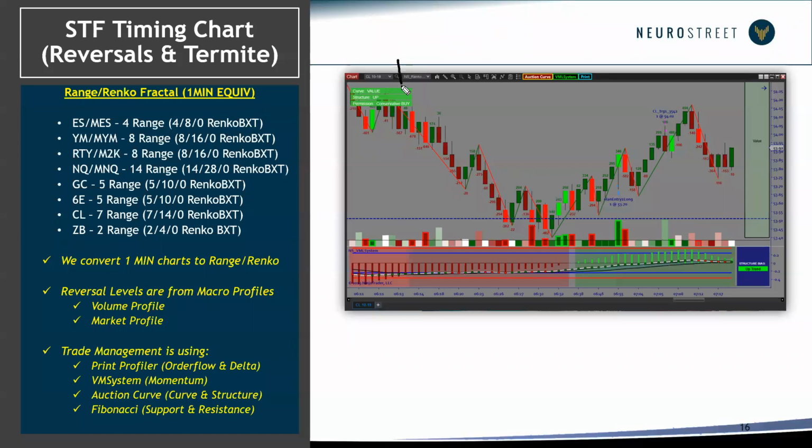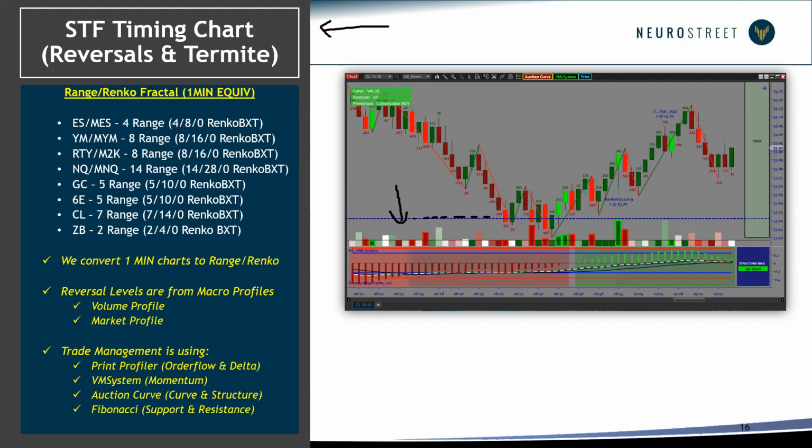Okay? And this is an example of a Renko chart right here for crude oil. It's a 7-tick range or a 7-tick Renko bar. It's the equivalent to a 1-minute chart. And what we do is we use it for timing, because this is a 30-minute level. You can see the dotted line here.